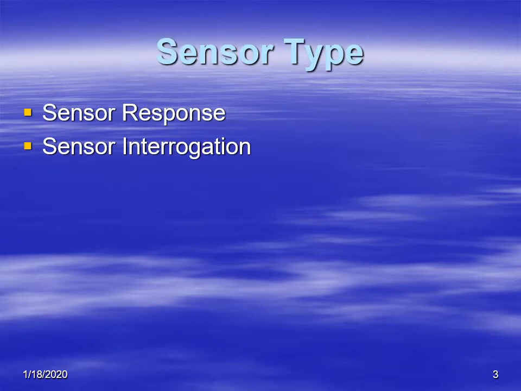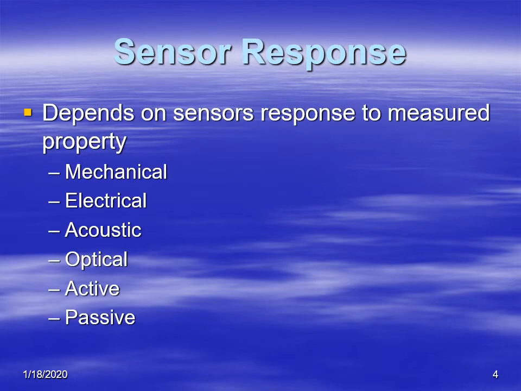Sensor type can be broken down into either its response or its interrogation. In the first lecture, we talked about the sensor. That's the thing that's actually measuring the property that you want to measure. So the type of sensor determines the type of instrument. So here we go, classification.